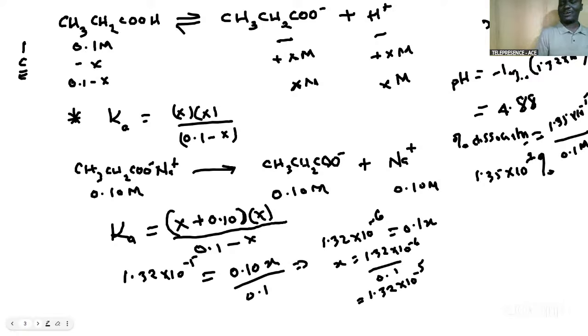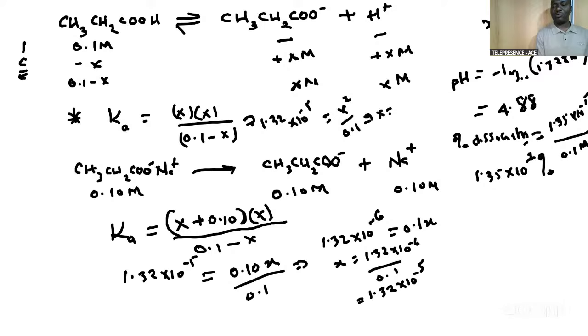Now, let's assume the ion is not there. We come back to this equation that I started. So we use this equation here, and this will imply that 1.32 times 10 raised to power minus 5 will be equal to x squared over 0.1, because we've assumed that x is very small, which is true. So we can say in this case that x will be equal to the square root of 1.32 times 10 to the power of minus 6.